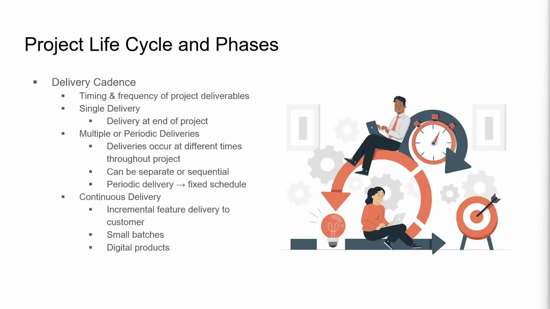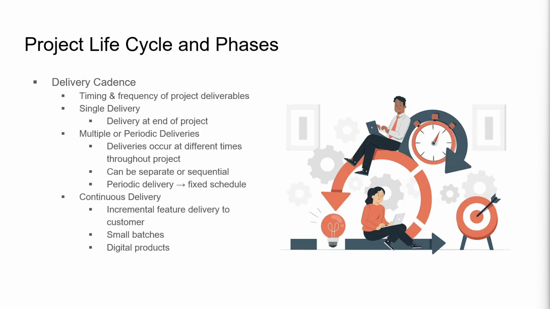As stated, one of the most important factors in determining the type and number of phases in a project lifecycle is the delivery cadence. Again, this is the timing and frequency of project deliverables. One category of delivery cadence is called single delivery, which provides a single project deliverable when the project closes out. Another category is multiple or periodic deliveries. Here, deliveries occur at different times throughout the project and either can be separate or sequential in nature. The main difference between multiple deliveries and periodic deliveries is that periodic deliveries happen on a fixed schedule, for example, every 2 weeks. The final category of delivery cadence is known as continuous delivery.